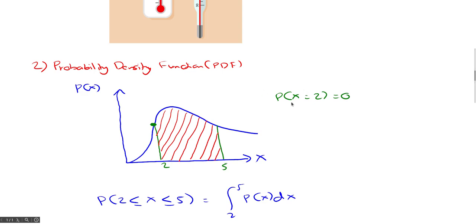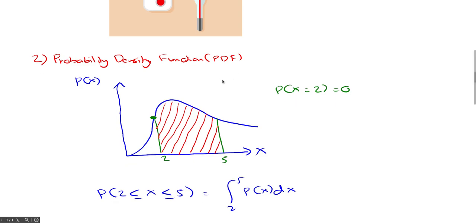In fact, that is what the PDF helps us to find. To find the probability that a continuous random variable falls within a range, we calculate the area under the curve. Suppose we want to know the probability that the random variable x falls between 2 and 5. To do this, we integrate the PDF from 2 to 5. In simpler terms, we sum up all the small pieces of area between 2 and 5, and that's how we get the probability. But remember, for any exact point like x equals 2 or x equals 3, the probability value is still 0.